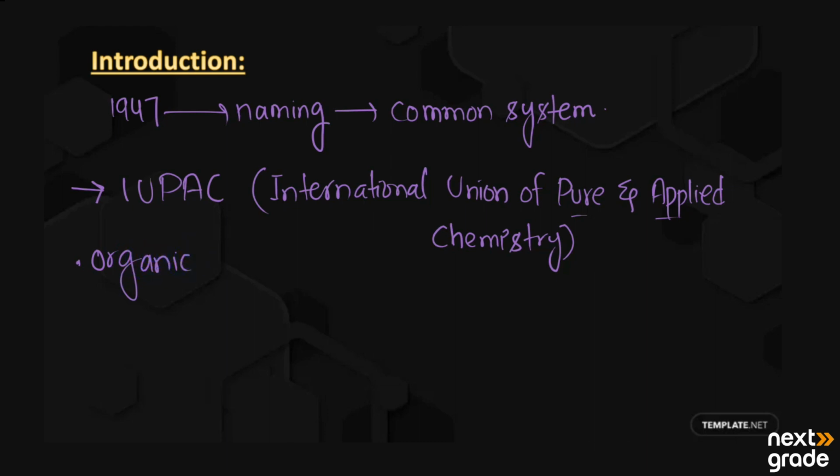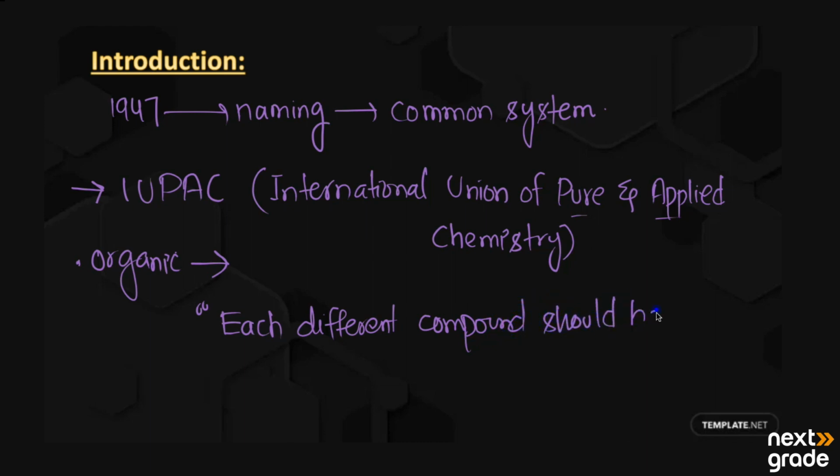So for the naming of the organic compounds, the simple way is through IUPAC. The main system of nomenclature is based on a principle. That principle is that each different compound should have a different name.